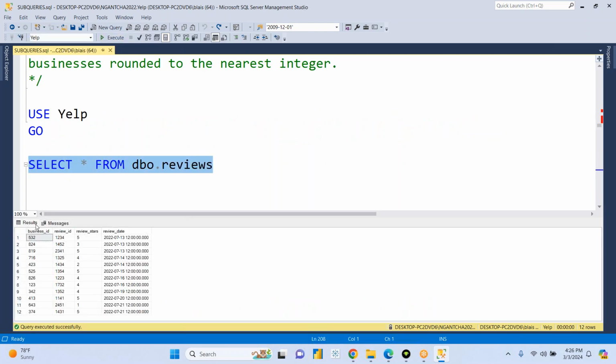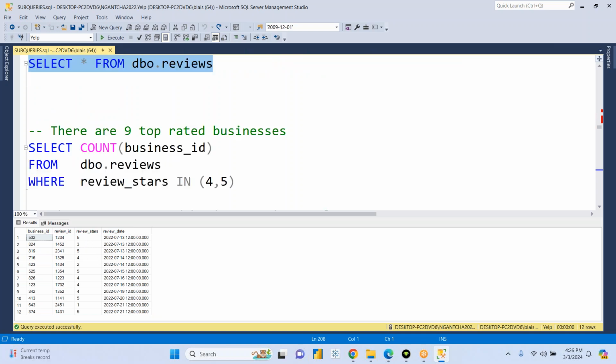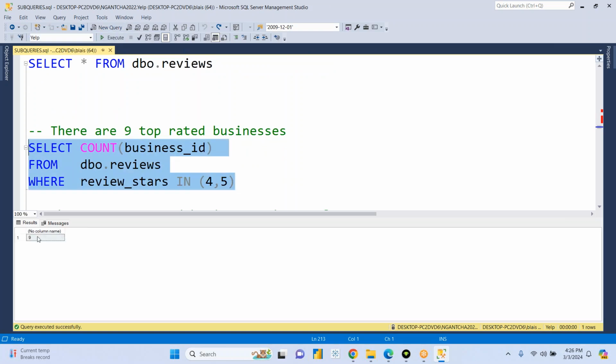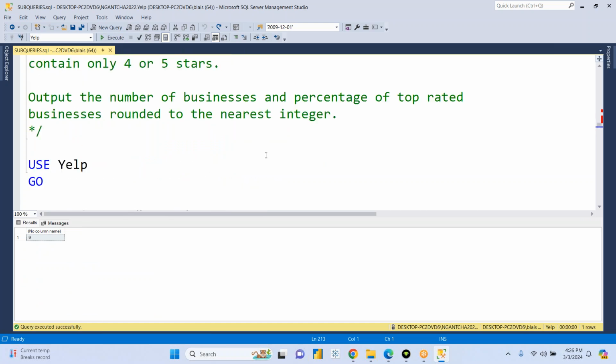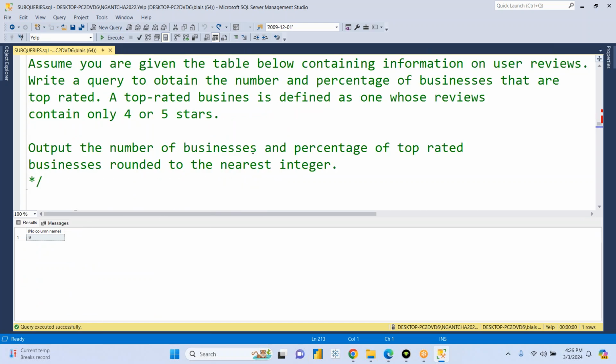Right. How many of these 12 businesses are top rated? That's those that have 4 or 5. This is the count right here. There are 9 of them. 9 businesses are top rated. So what is the proportion or the percentage of, that's the question. Output the number of businesses and percentage of the top rated businesses.